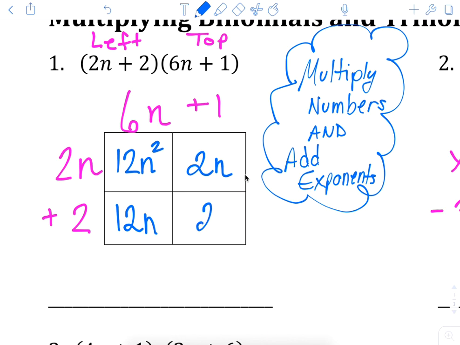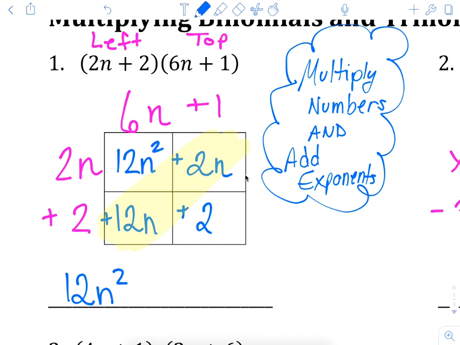Now, I didn't put any signs in here, but I do want to remind you that all of these are positive, okay? So the last and final step is for us to go ahead and write down each of our terms in order from highest degree to lowest. Here's how that's going to look. The first box is always going to go first, 12n squared. But when it comes to the second term, we're going to have to do some combining. Notice that 12n and 2n are like terms.